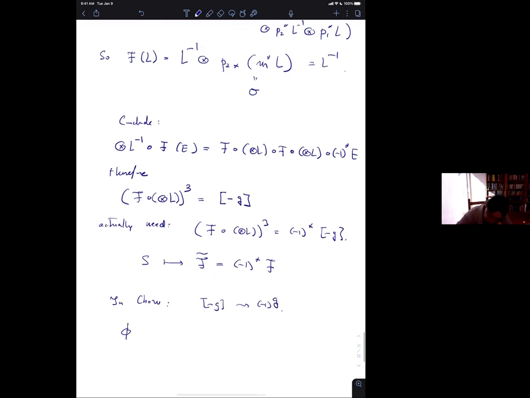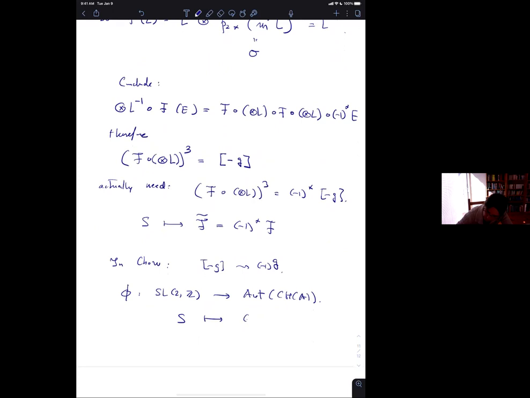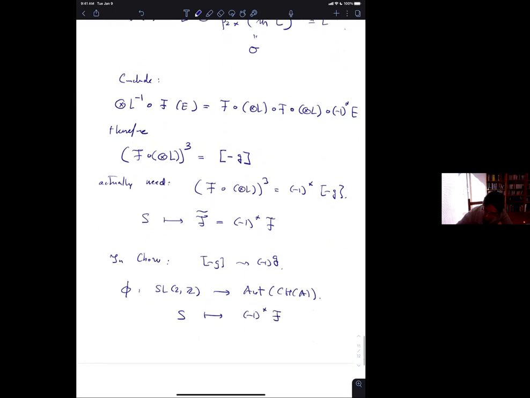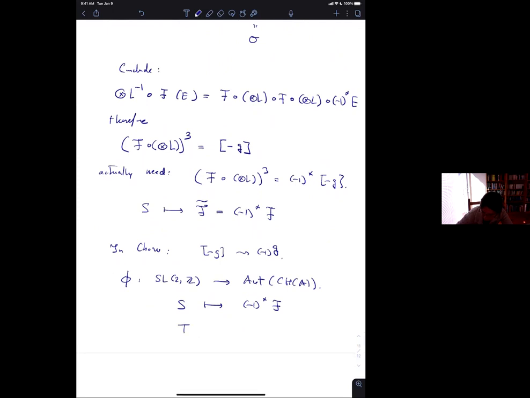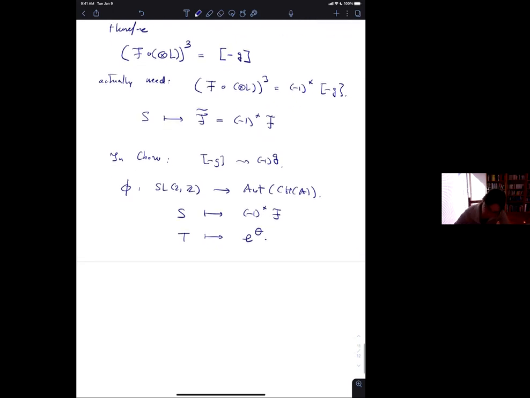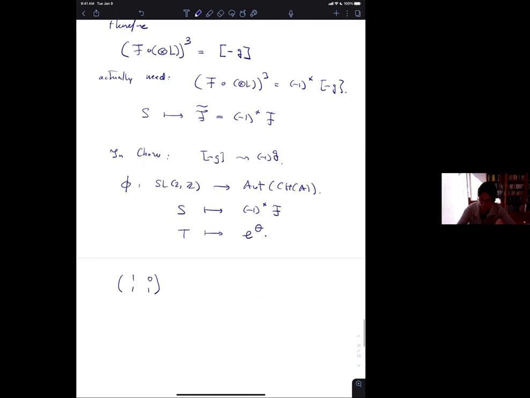So you actually have phi, an action of SL2Z on the automorphisms of CH, where S goes to minus one star as the Fourier Mukai in Chow, and T is multiplication by the line bundle, which means that in Chow, this is multiplication by the Chern character, so e to the theta, where theta is the first Chern class. Okay, but I want to point out something else, which is nice. We'll see then what we do. We have a decision to make then. But if I write this matrix now, I'm interested very much in this matrix, and this is, I guess, TST.